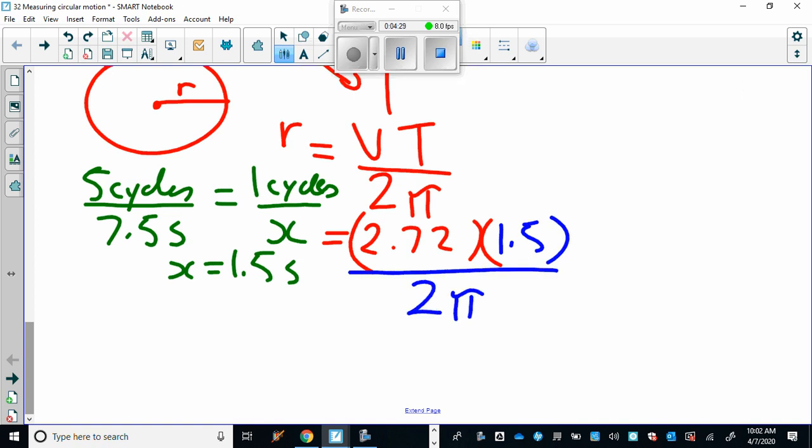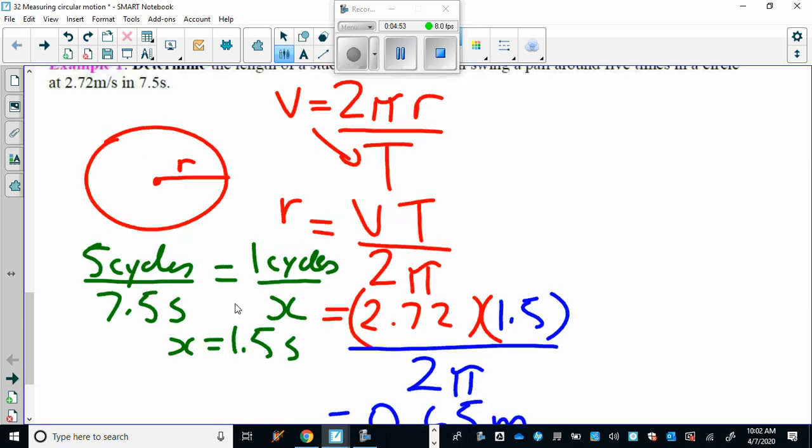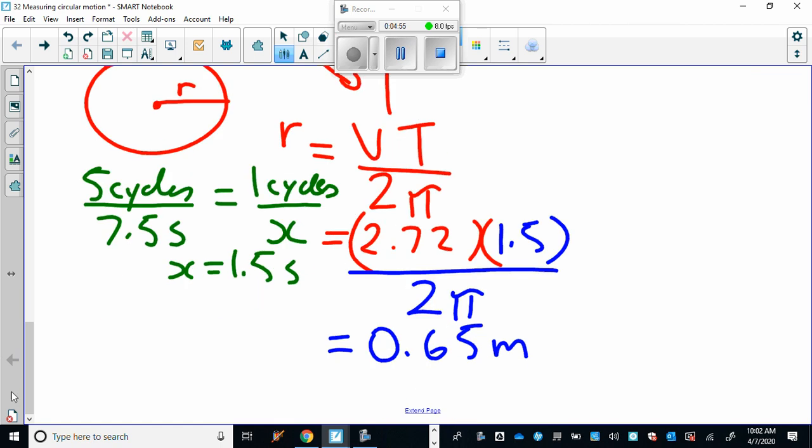Two pi is a constant. Stick everything in, and you get 0.65 meters, which then you ask yourself, is that a reasonable answer for the length of a student's arm? Yes, it is. If you got 17 meters, then that's a pretty long arm. Or if you got 0.01 meters, that's a pretty short arm. So 0.65, just over half a meter, that's a pretty reasonable answer for the length of a student's arm.